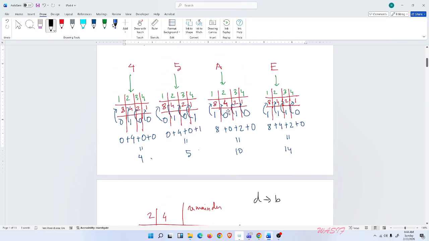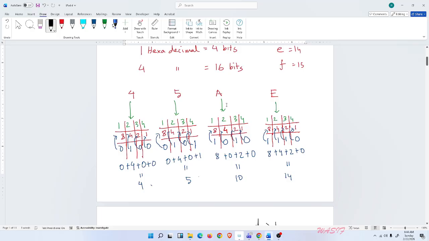I will show you another way to find it. This is another way to do it. So if you look at here, we have 4, 4, 1, 2, 3, 4. Because in order to form a hexadecimal digit, we need 4 bits. So 1, 2, 3, 4. A hexadecimal 1, 2, 3, 4. E hexadecimal 1, 2, 3, 4. Now, when you get 4 bits, the table is 1, 2, 4, 8.